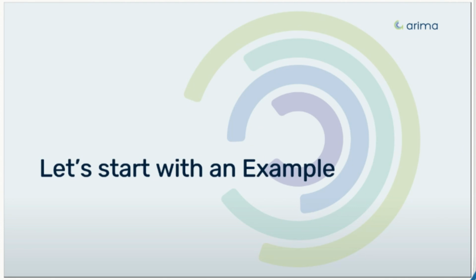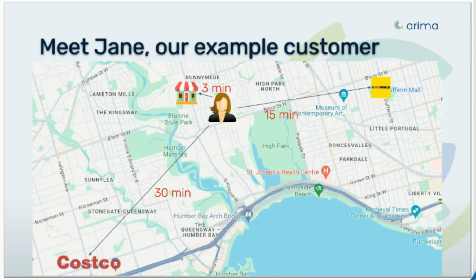All right, I'll run a quick example through what the model looks like just to show you an example, and then we'll take a look at how the model is being constructed. So let's take Jane as our hypothetical customer. Let's say Jane lives around Hyde Park, and when it comes to grocery shopping, she's got 3 options. She can go to Costco, which is 30 minutes away. She can go to No Frills, which is 15 minutes away, or she can go to her local convenience store, and that's only 3 minutes away.